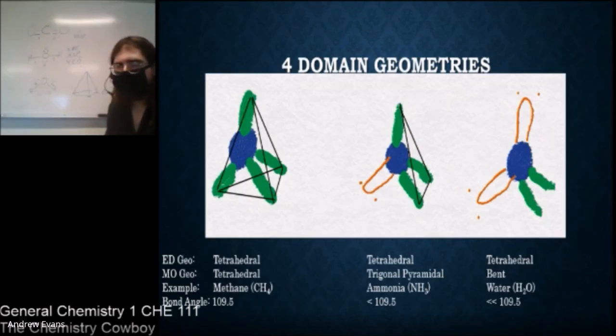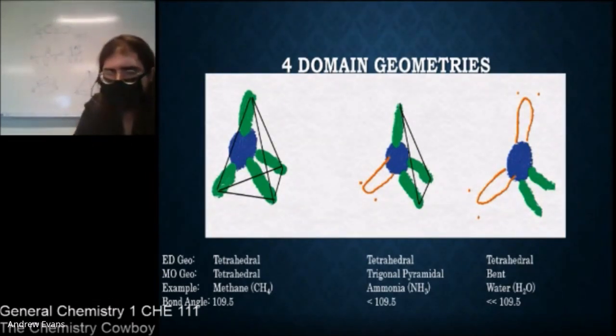And then finally, water is the most common example of the bent domain. So we have four things coming off of it, still tetrahedral, but because two of them are lone pairs, they become bent. All these structures will be seen regularly, or something similar to them.